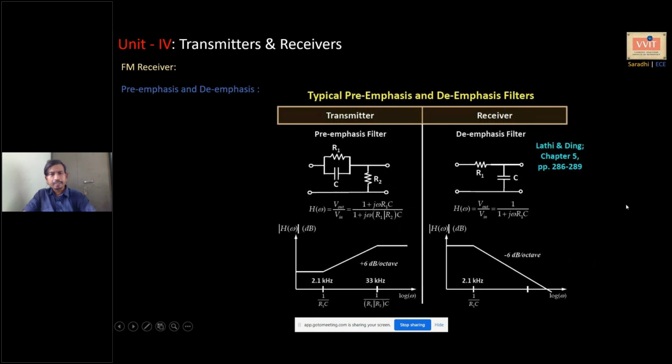So summarizing, on the transmitter side, a pre-emphasis filter is used, which is a differentiator, and its transfer characteristics are like this. It is a differentiator or high pass filter. On the receiver side, a de-emphasis filter is used, which is essentially a low pass filter.